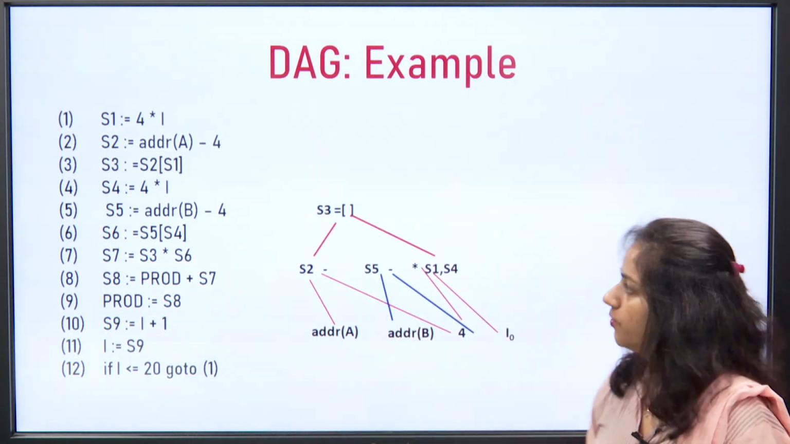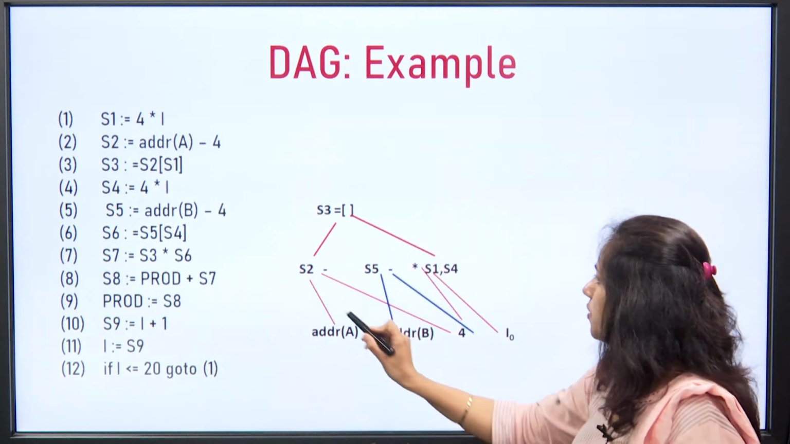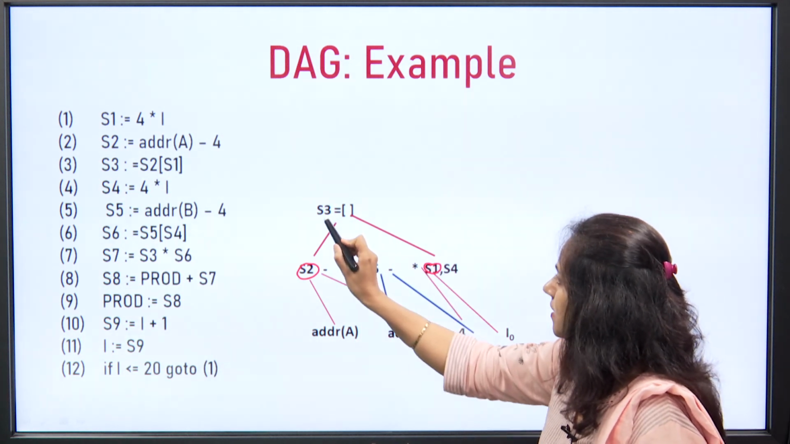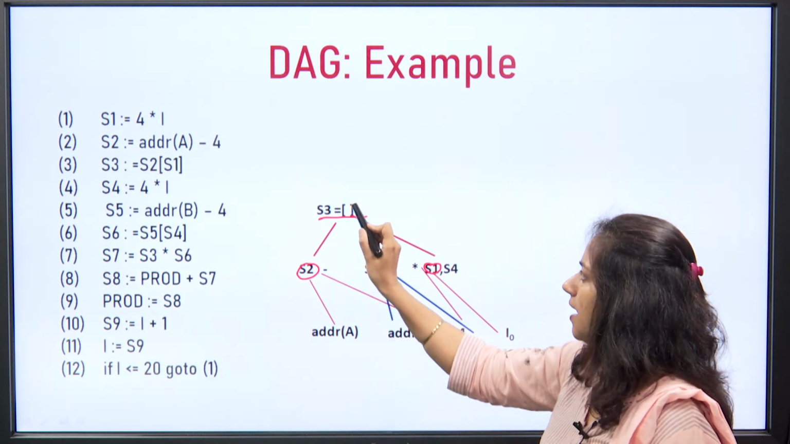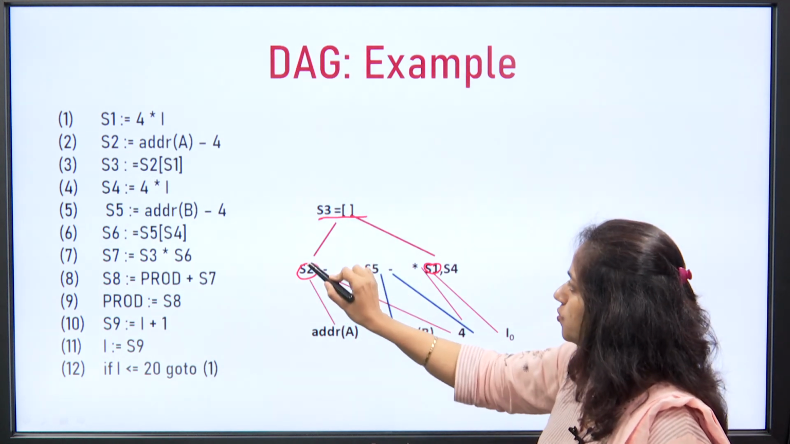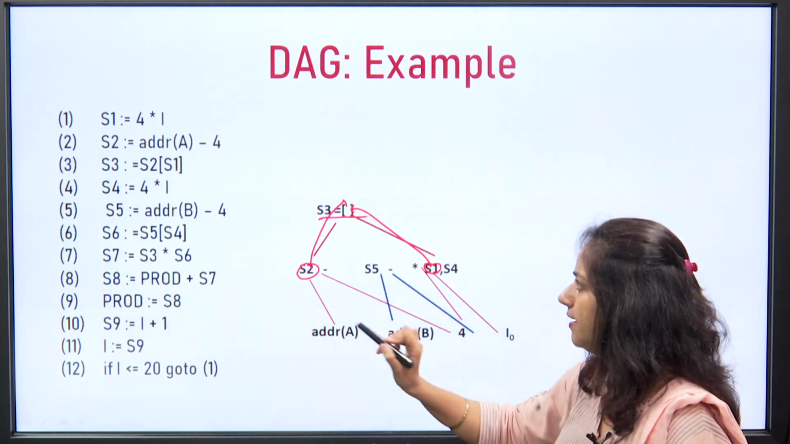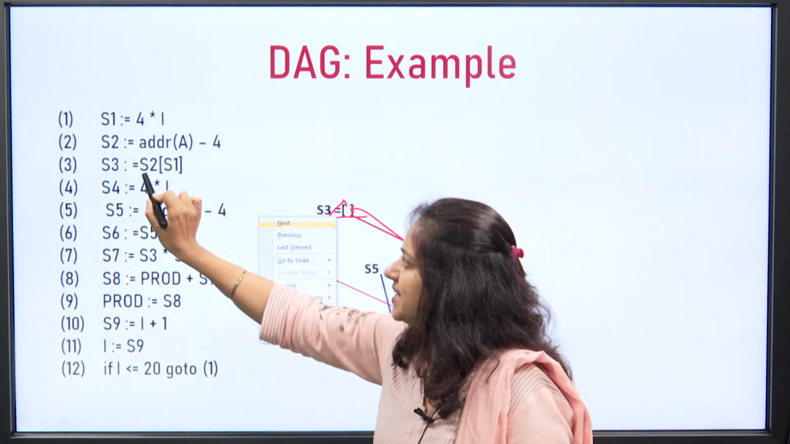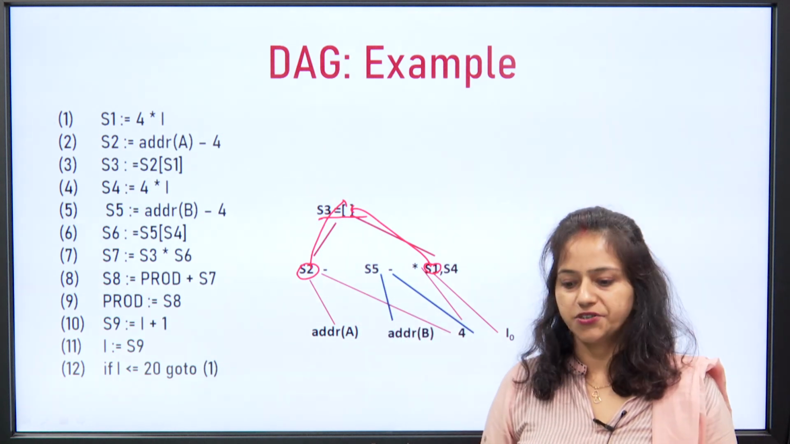Now, next suppose further we have S2 at S1. So, S2 is this one and S1 is this one. So, we can use this operator, that is the array assignment. So, this is S2, and here we have the index, which is S1, and this will be assigned to the variable S3. So, another label can be marked at this node.